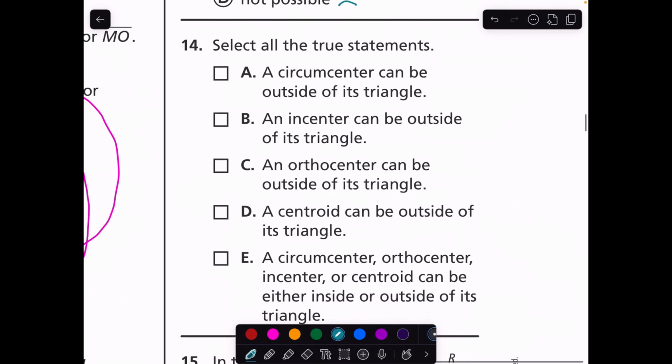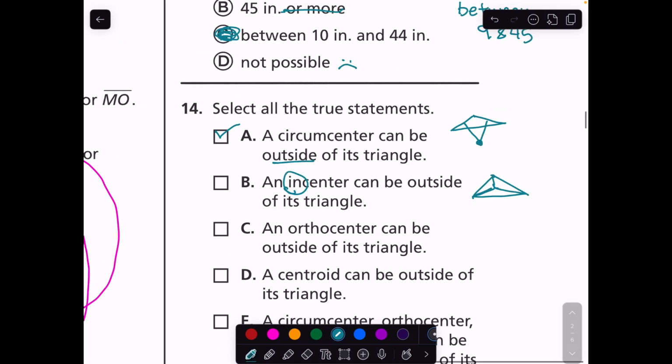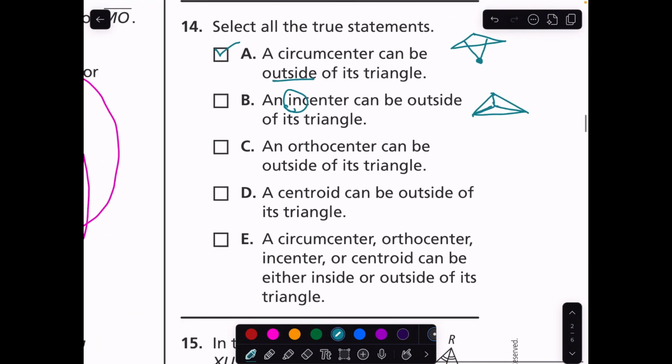So we are talking about circumcenter, incenter, orthocenter, centroid. I'm just going to draw an example. If your triangle was like this, and we were doing the circumcenter, they're perpendicular, perpendicular, and even if you just have two of them, that is outside the triangle. So that would be true. The incenter, since you can have any triangle, would always be the angle bisectors coming to meet, so it's always going to be inside. So not true. That would be a false statement.